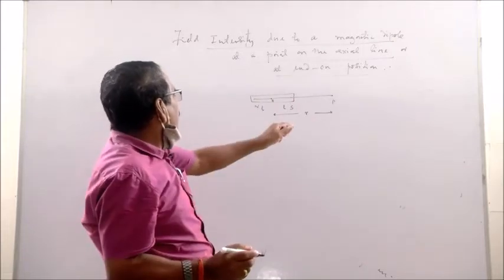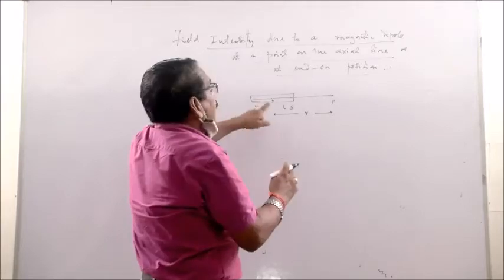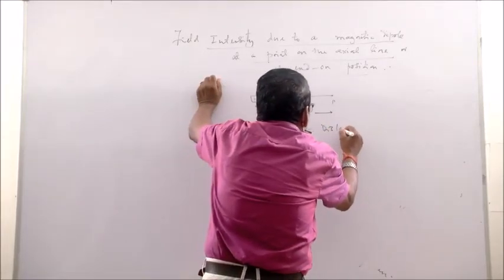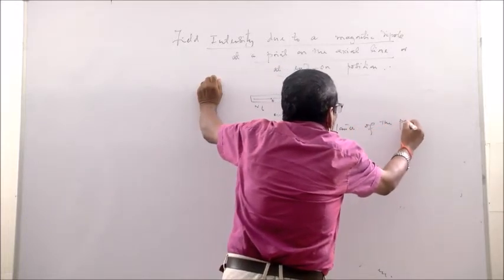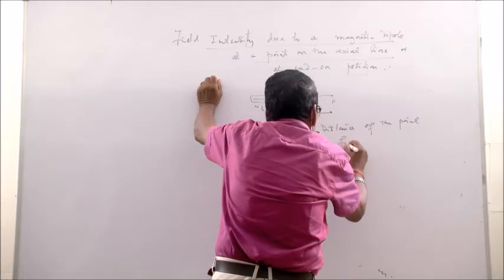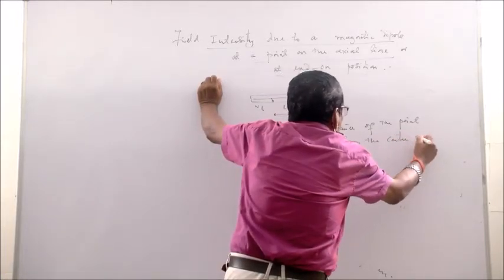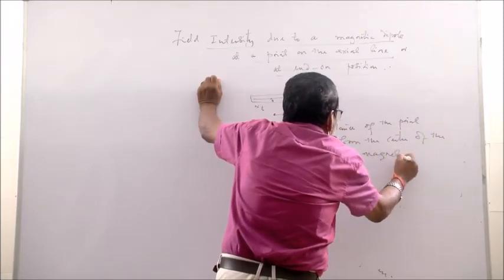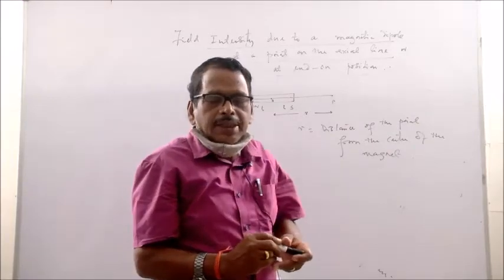So what is the distance of P from the center of the magnet? The distance of P from the center of the magnet is R. R is the distance of the point from O, from the center of the dipole, the center of the magnet. We will find out the field intensity at P. What does it mean by field intensity at P?